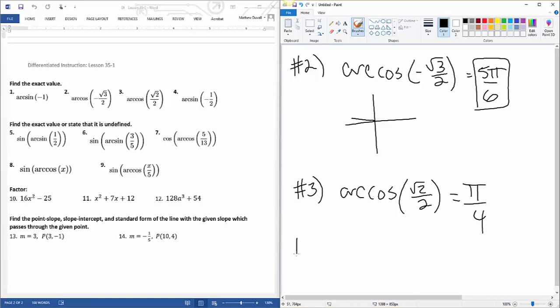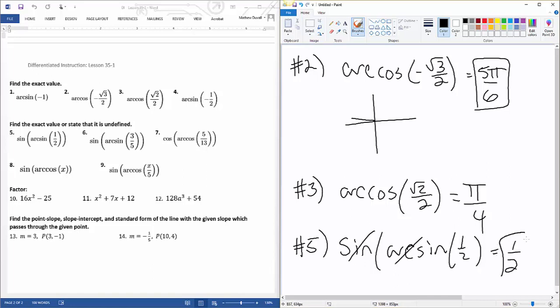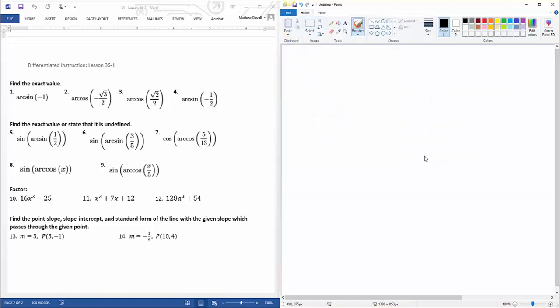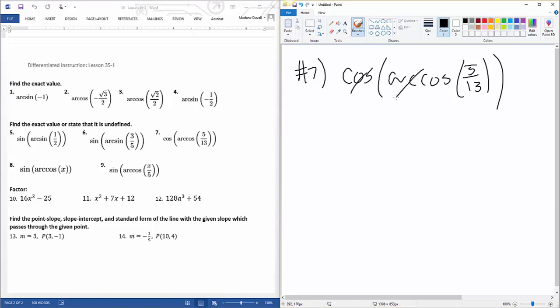If I went to number 5, the sine of arc sine of 1/2. Now remember that sine and arc sine are inverses of each other. So because they're inverses of each other, they do cancel out, and so you're going to be left with 1/2. Let's do number 7. Cosine and arc cosine of 5/13 cancel out. You're left with 5/13.